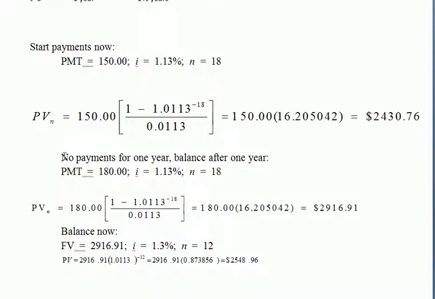Now we'll move on to the second case, a little bit more complicated. In this one, you don't make any payments for a year, and then the payment is larger, it's 180. So what we're going to do is work out the present value of all your payments, and then bring that back to t equals 0. Remember that you're starting 1 year after the other guy, so we need to do this in 2 steps. The first step is just to calculate the present value of all your payments. So that's $180. The present value formula is exactly the same as the other one, n equals 18, and this gives us 2916.91. So at t equals 1, at 1 year, the present value of all your payments was 2916.91. Remember, you didn't start doing anything for a year.